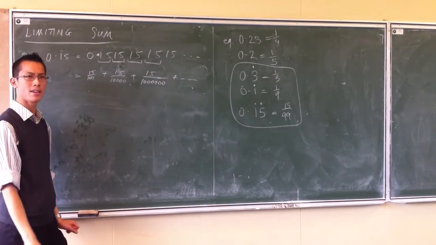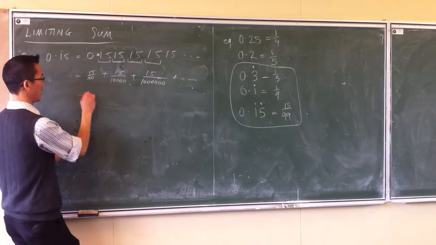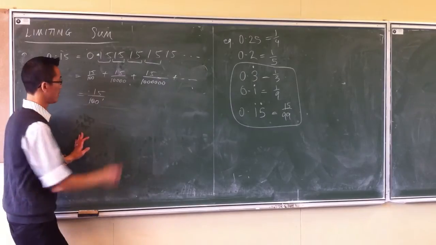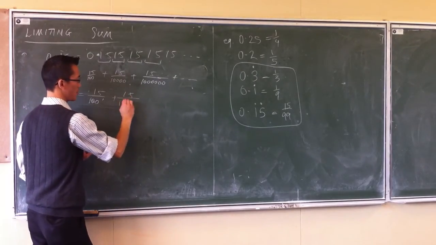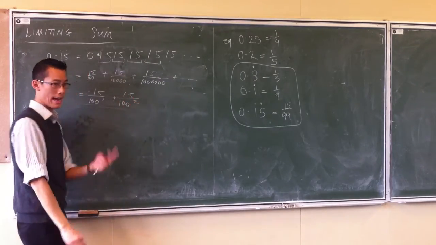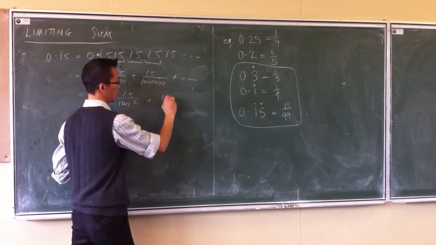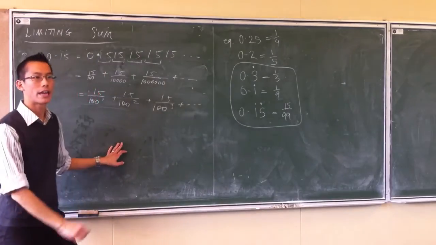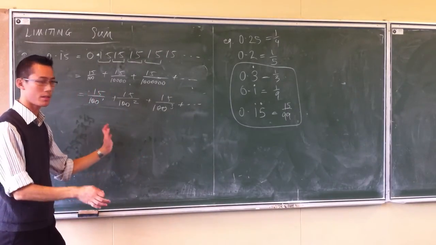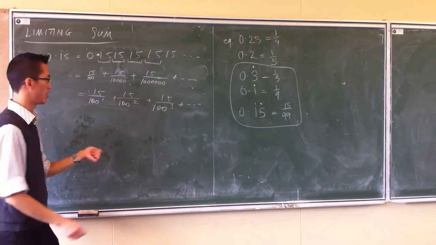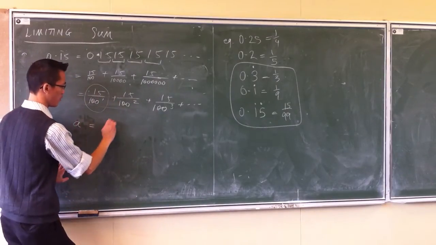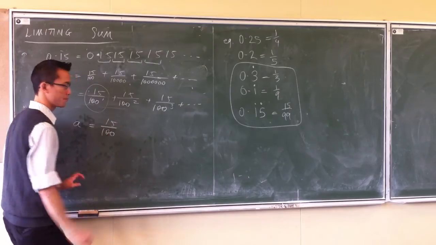Can you see the GP? Let me make it a little more obvious again. This is 15 over 100 to the power of 1, right? The next one is 15 over 100 squared, that I added two more zeros. And the last one I've written anyway is 100 cubed. Okay, now, can we put this together now? What's the first term? That's the first term, right? A is equal to 15 over 100.